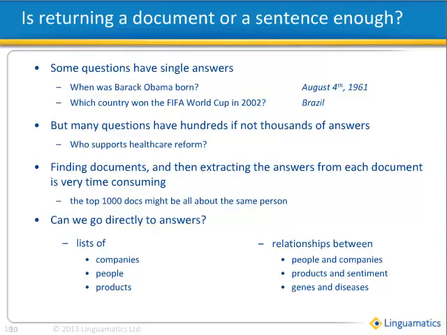But many of the questions we're interested in have hundreds, if not thousands, of answers. So for those kinds of questions, we need to take information from lots of different documents, and we need to pull the information together from those different documents. And that process is very time-consuming if we have to go through a document at a time. So what we want to do is go directly to answers, to lists of companies and people or products or relationships between them.